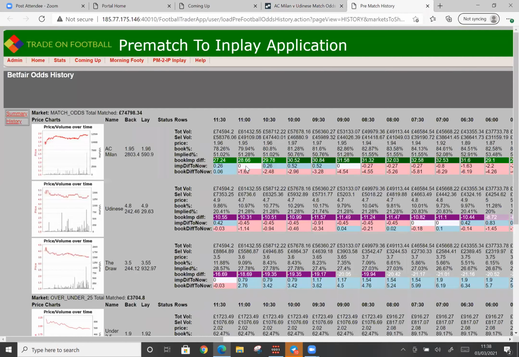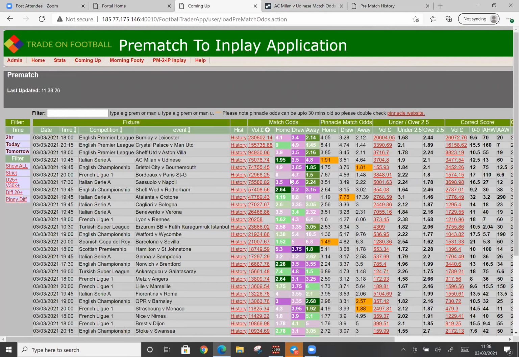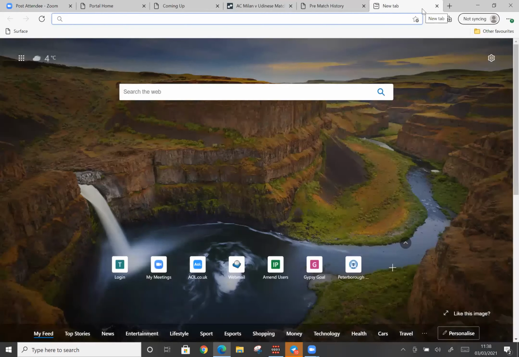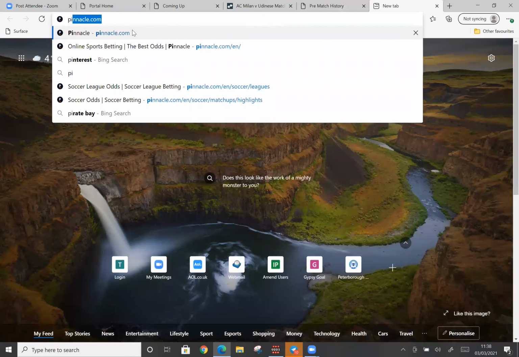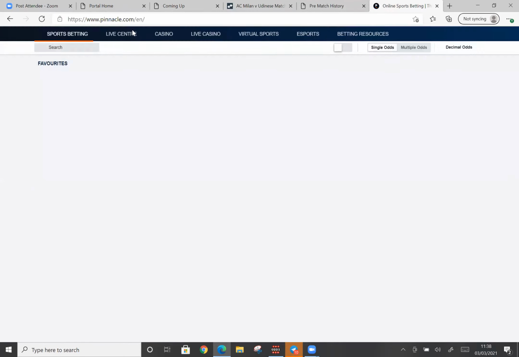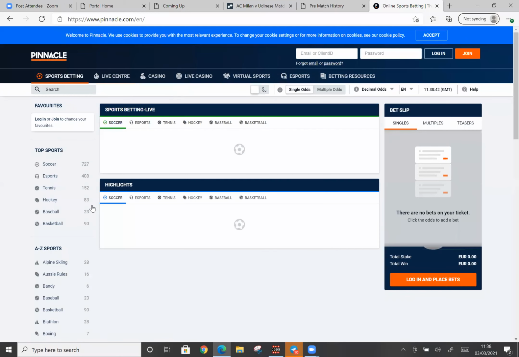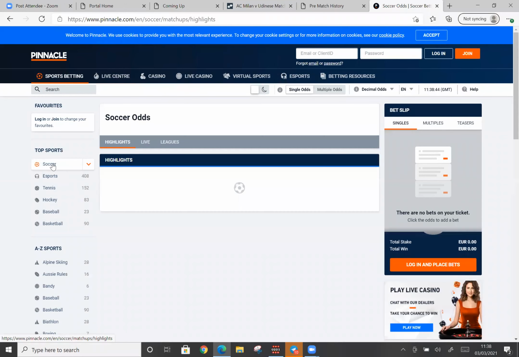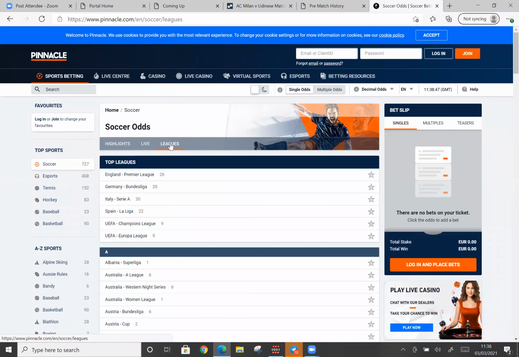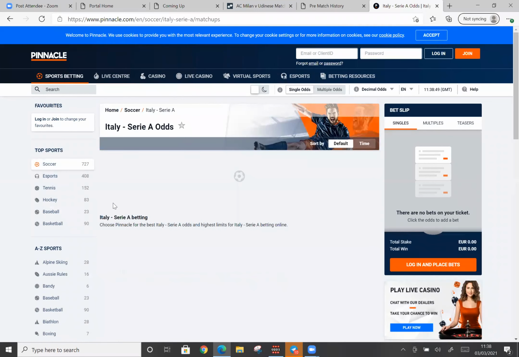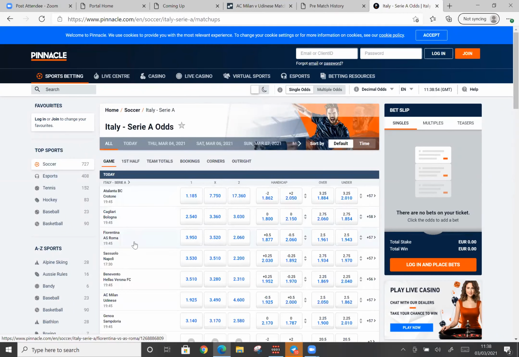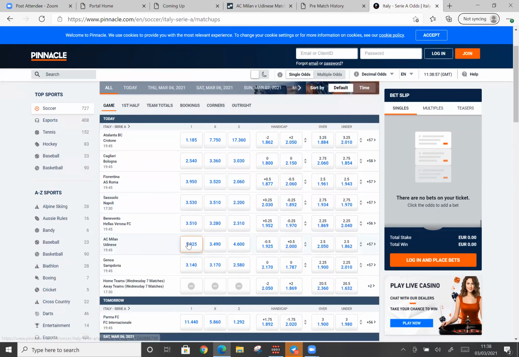But as you can see, on Pinnacle, Milan are 1.91. I just want to have a look at that, though, just to make sure that's still there. Yeah, Milan 1.92, so it's not 1.91 at the moment.